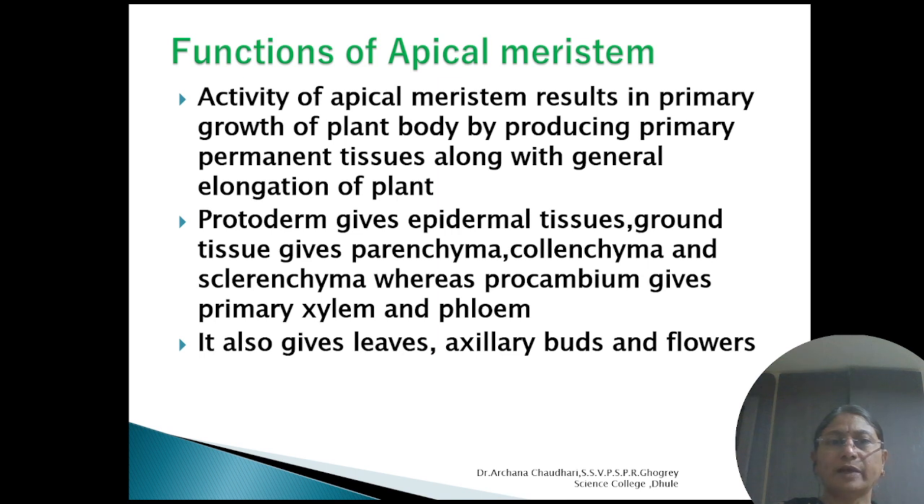The activity of apical meristem results in primary growth of the plant body by producing primary permanent tissues along with the general elongation of the plant. The protoderm gives epidermal tissues, ground meristem gives parenchyma, collenchyma, and sclerenchyma. These are the simple permanent tissues, whereas procambium gives primary xylem and primary phloem. It also gives leaves, axillary buds, and the flowers. All this is termed as primary growth.